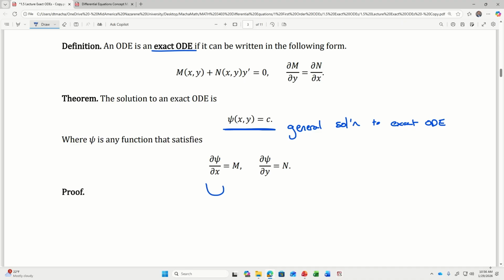I need it so that the partial derivative of psi with respect to x is equal to the M function from the original ODE, and the partial derivative of psi with respect to y is equal to the N function from the original ODE. This is also something you have to memorize, but again, the way I remember this is that it's the opposite. Previously, I had M with a subscript y, and so I need psi with a subscript x. And previously I had N with a subscript x, and so now I have psi with a subscript y. So just remember that it's opposite when I'm taking partials with respect to psi.